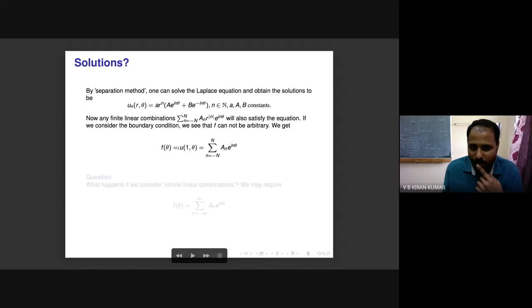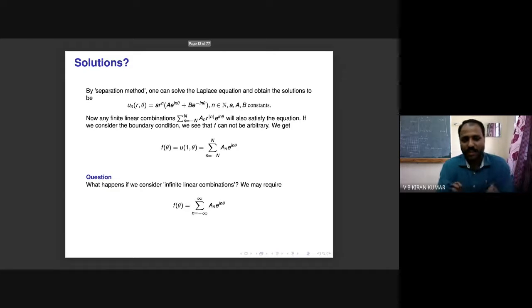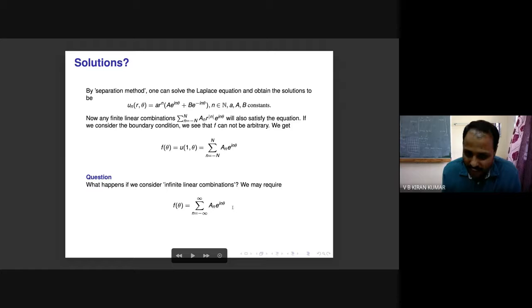So the boundary condition u(1, theta) is f theta. So f theta should be equal to a finite linear combination like this. So f has a restriction there. It should be a finite linear combination of this. And again, the same question: what happens if we consider infinite linear combinations? Then we may require f theta to be like this.